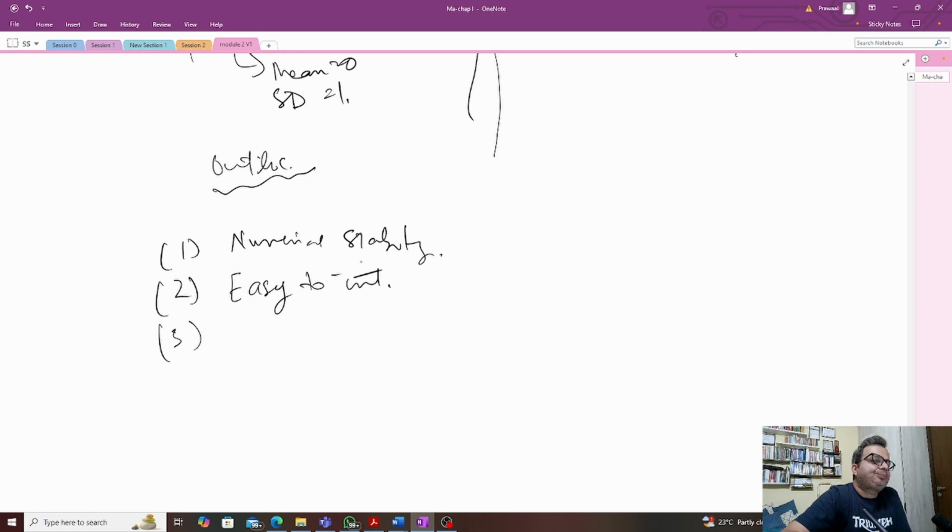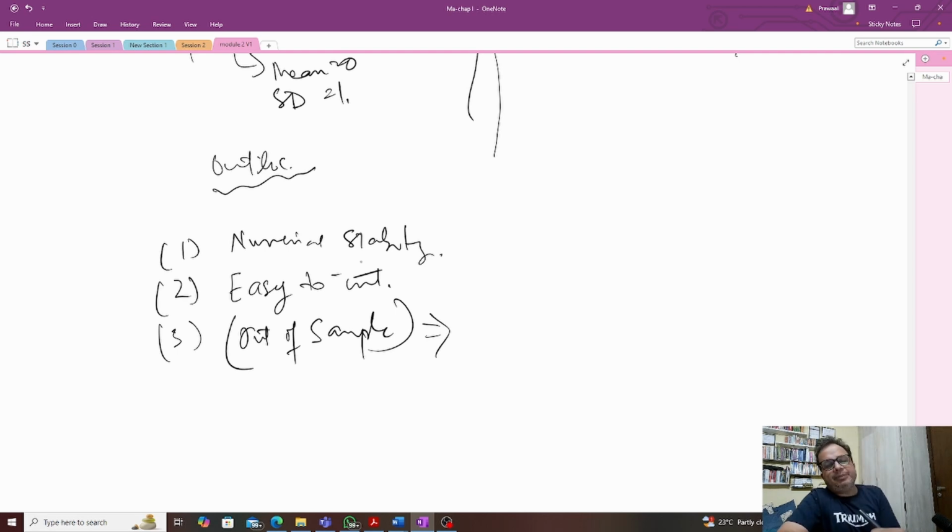And if you have some of your data kept as out of sample, it can also help you understand how your normalization behaves with respect to out of sample data. So these are some of the advantages of using numerical standardization and normalization.